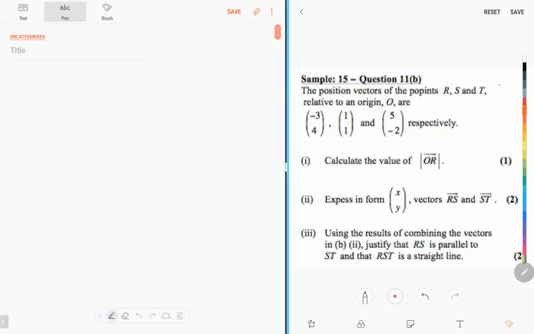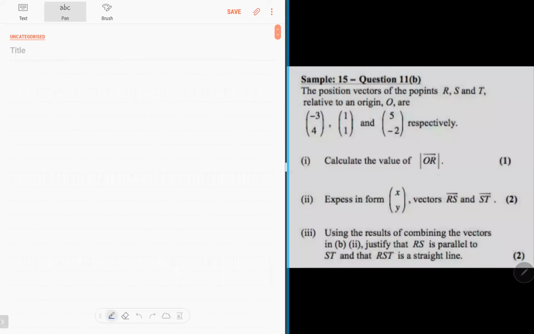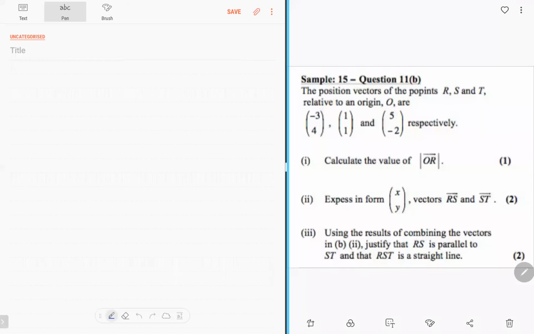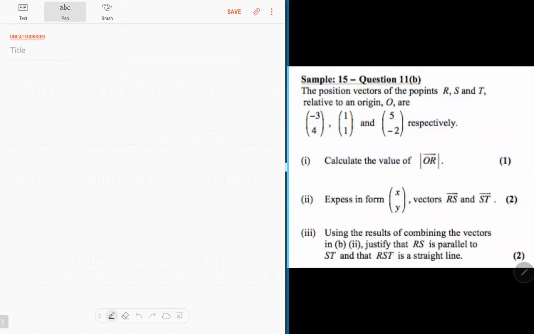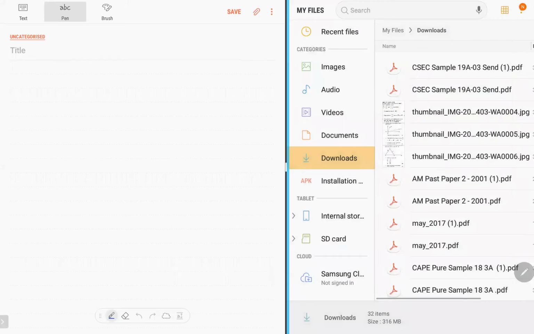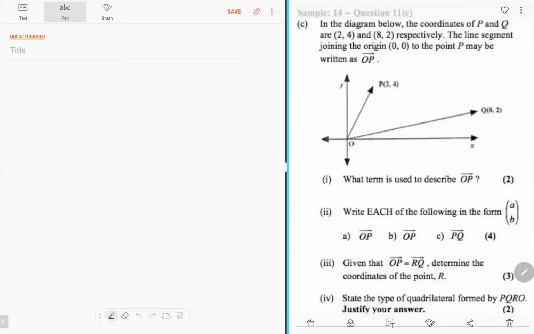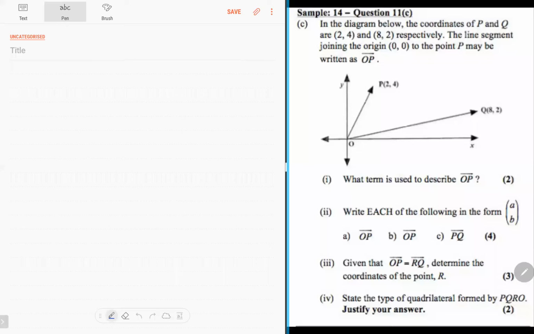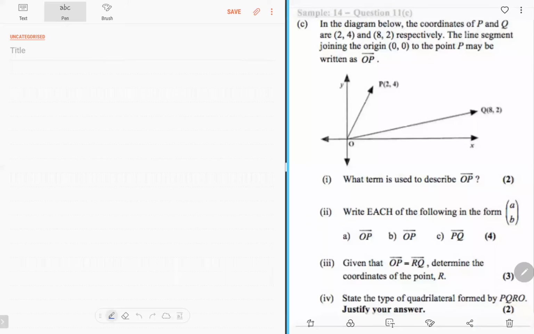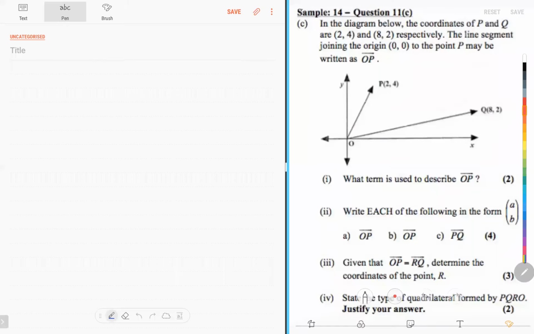The next question we have is, where is it? This one. All right, so we're doing this one now. All right, let's put on the markers again. All right, so this question now gives us this diagram here.